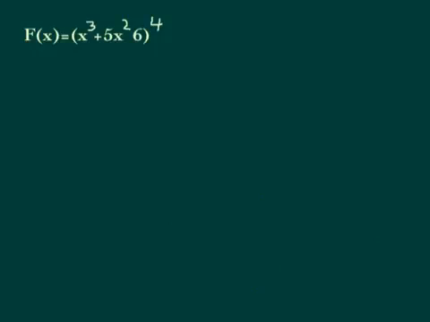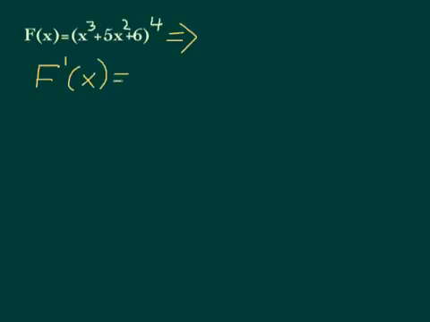Okay, this time our function is f of x equals (x cubed plus 5x squared plus 6) to the power of 4. In the past we would have had to factor this all out and square this all and raise this to the power of 4, and that would have taken ages. So the easy way to do it this time is we're going to use the chain rule.